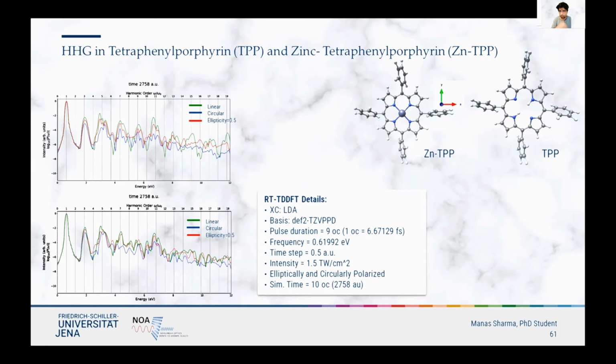I actually forgot to add the labels. So the graph above is for TPP, while the graph below is for ZN-TPP. That's my mistake. But yeah, we observe the same behavior as in experiments, that as you go towards the circular polarization, the intensities of the harmonics get lower.